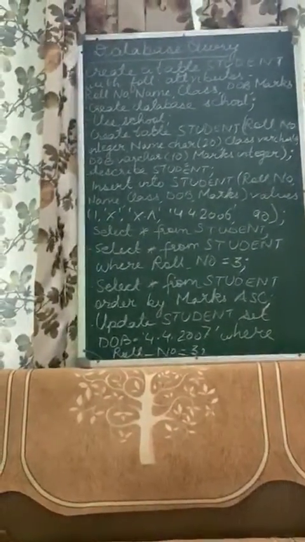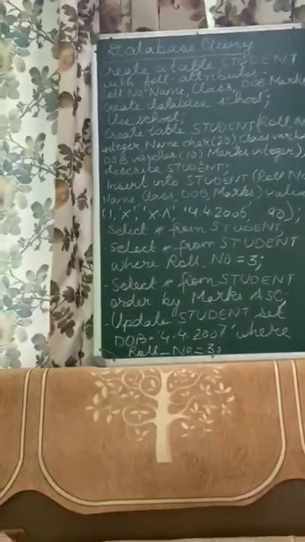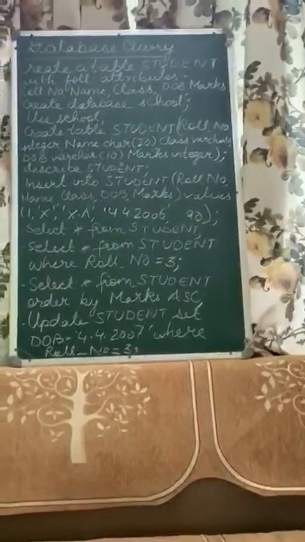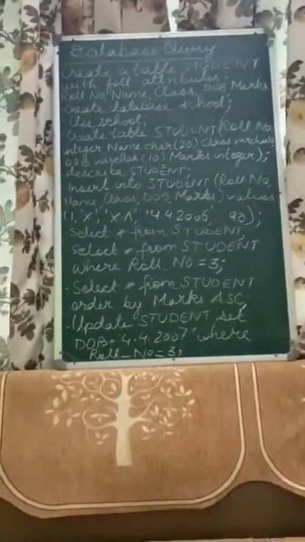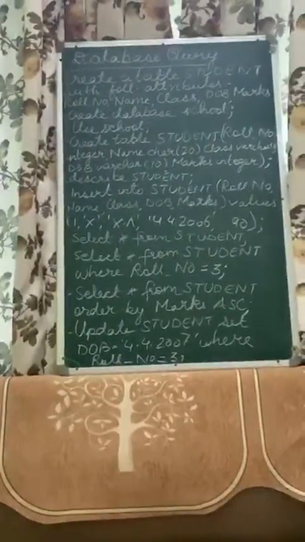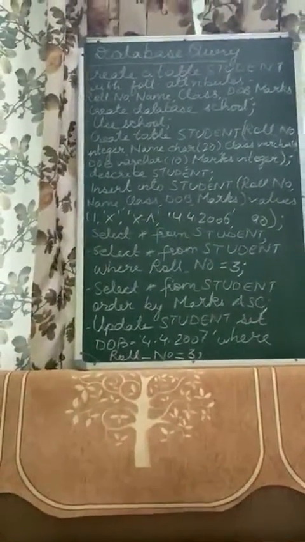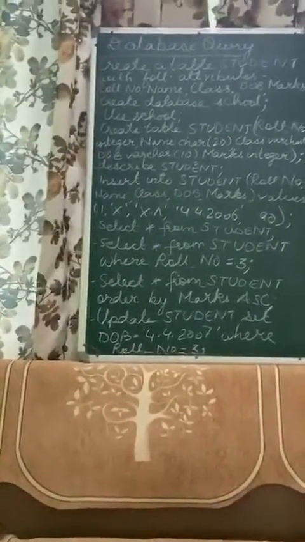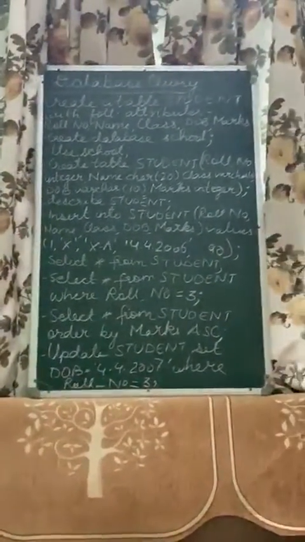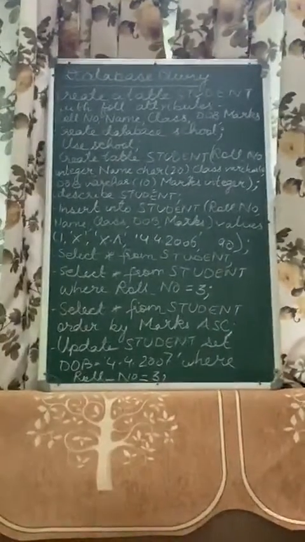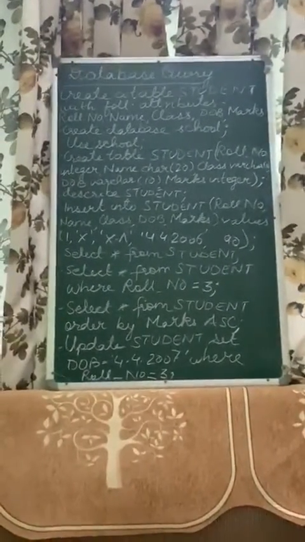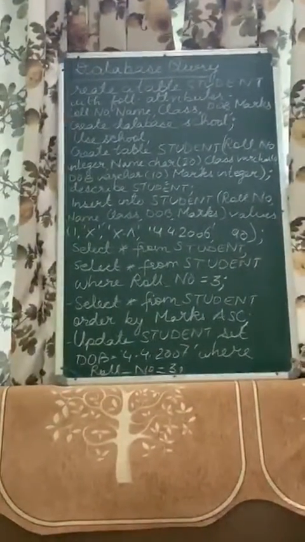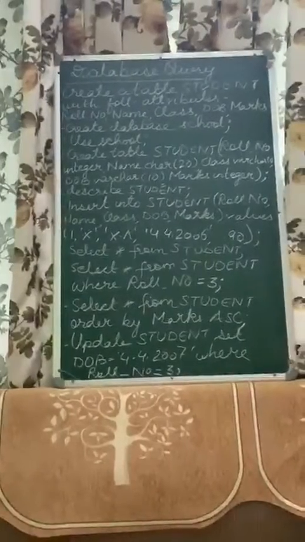Next is: select star from student order by marks ASC. Suppose I want to arrange the students by their marks in a particular order, ascending or descending. In the query I have arranged them in ascending order, so the lowest marks will be at the top, then higher and higher. This way I can display the marks of the students in ascending order, and accordingly their name, class, roll number and DOB will be displayed.